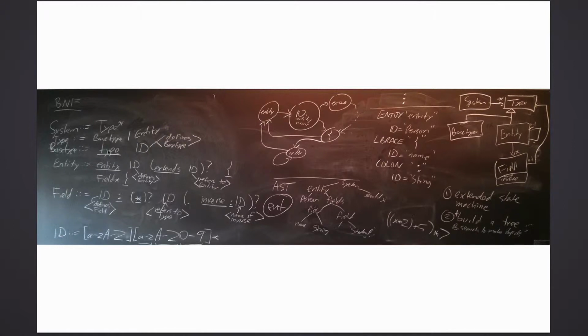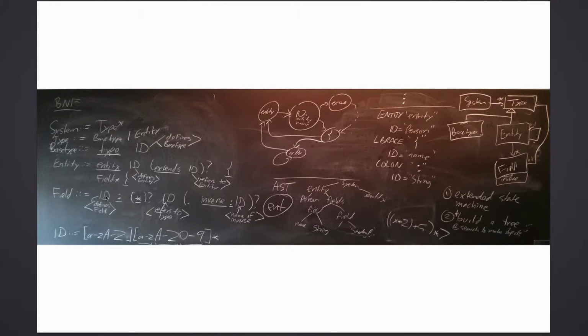Types might either be base types or entities. A base type uses the keyword type and then an ID, which defines the name of the base type. An entity, on the other hand, uses the keyword entity, some text, and ID, which defines the entity. There might be extends another ID. We put the question mark to indicate that it might be there once or might not be there at all. Then a left brace, a bunch of fields inside, and then a right brace.